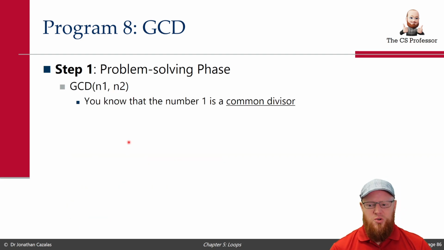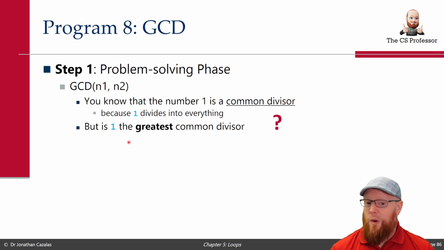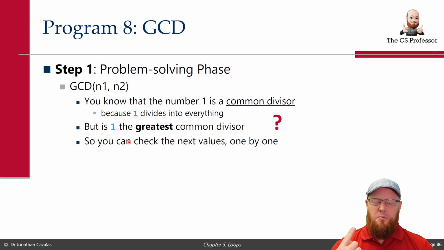So given these two values, let's call them N1 and N2, consider the fact that 1 is always going to be a common divisor, right? You can divide 1 cleanly into both of those numbers. But is 1 the greatest common divisor? You don't know. So you need to do what now? Check the next number, 2. Does 2 divide cleanly into both of them? Maybe it does, maybe it doesn't. Then check the next number, 3, 4, 5, 6.